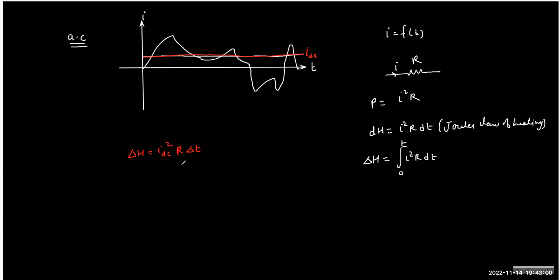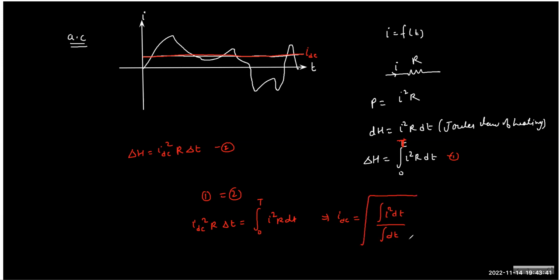So if I equate these two terms, 1 equals 2. I DC whole square R delta T equals the integral, let's call it 0 to capital T, of I square R dt. And this I on the right is a variable I, it's not a constant. R is a constant, so we can take it out and it will get cancelled out. So this implies that I DC square is the integral of I square dt upon delta T. And this is a square, so if you remove it, what will become the root of this.